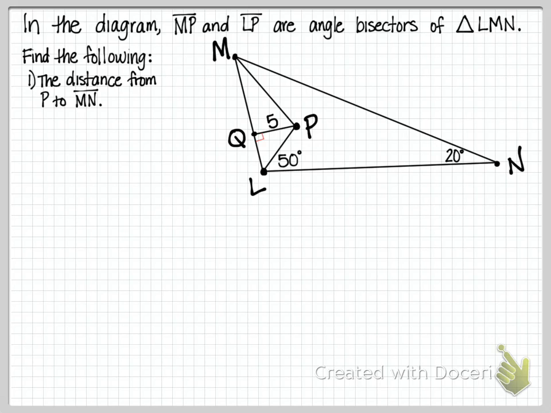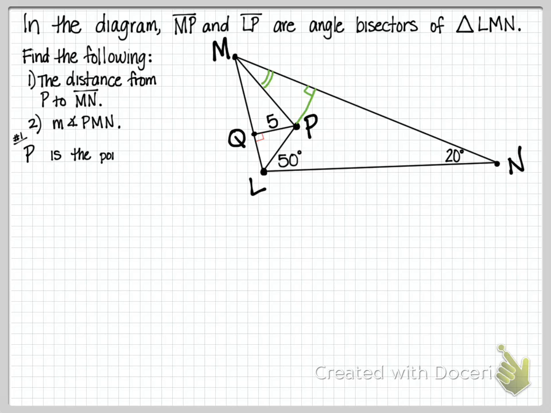Now, two things we're going to look for here. The first is we want to find the distance from P to the segment MN. And it's not marked here, but the distance would be this perpendicular distance right here. We want to find that distance. That's problem number one. Problem number two is that we want to find the measure of the angle PMN, which would be this angle right here. So these are the two things that we are looking for in this problem.